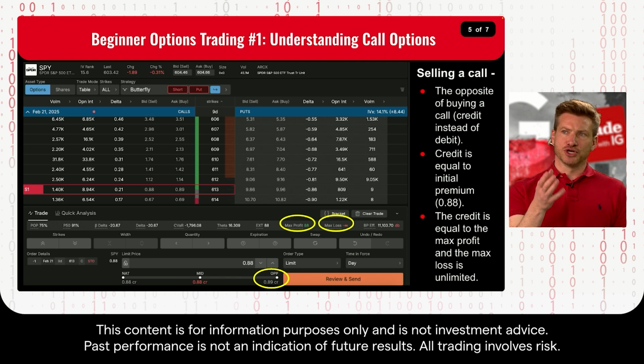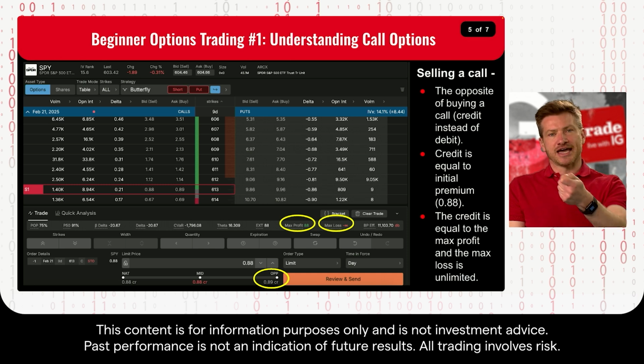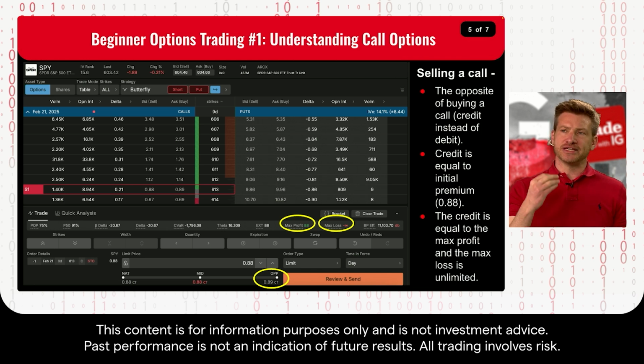Selling a call is, of course, the opposite of buying. You receive money, okay? Somebody else is buying the option from you, therefore they hand you over $89, right? So you become the market maker in that respect. You receive a credit, and that is equal to the initial premium. Of course, it's 88 on this one, because you sell on the bid, or you sell in the mid, right, the mid price.